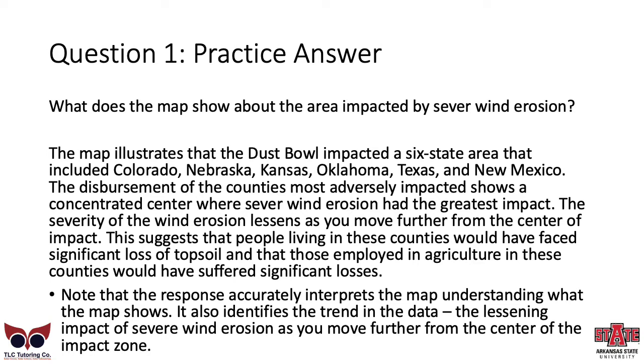This suggests that people living in these counties would have faced significant loss of topsoil, and that those employed in agriculture in these counties would have suffered significant losses. Note that the response accurately interprets the map, understanding what the map shows. It also identifies the trend in the data, the lessening impact of severe wind erosion as you move further from the center of the impact zone.